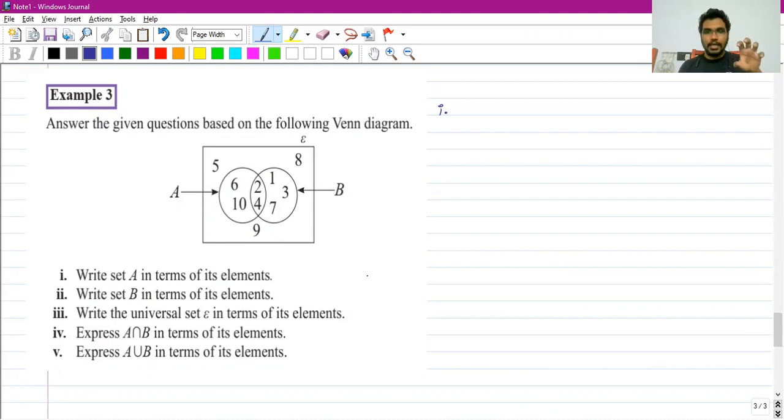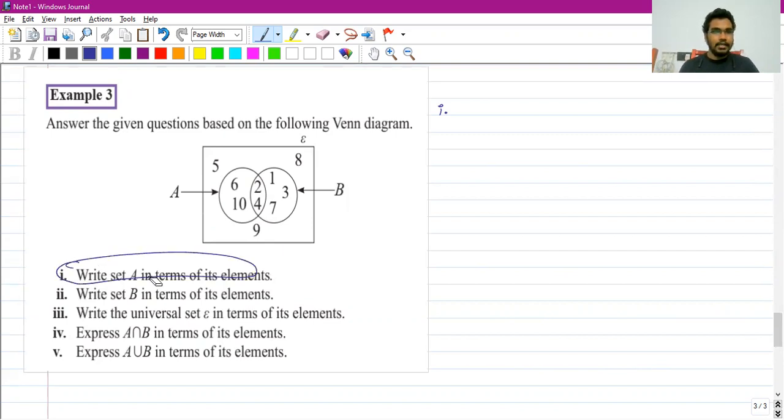The elements that are not inside either set A or set B are these 5, 8 and 9. But they are in the universal set. I have told you what a universal set is in the first video. So 5, 8, 9 are the elements which are not included in set A or set B, but they are included in the universal set. Okay, so shall we see the first question?